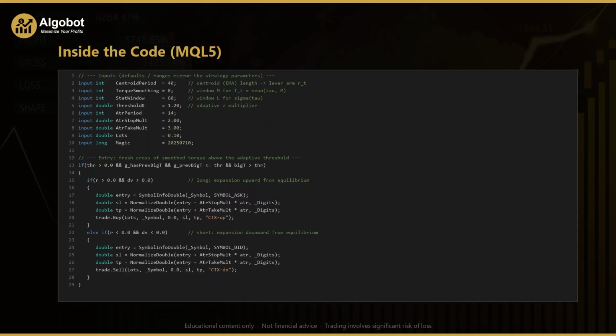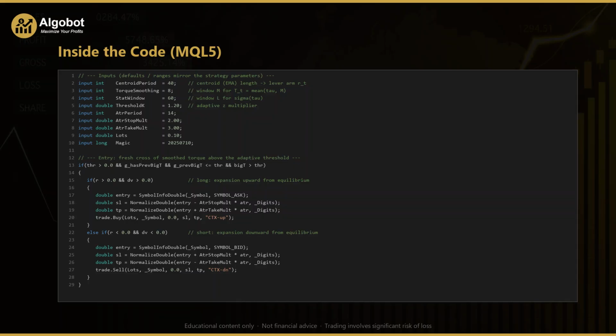Let's read the actual MetaTrader code on screen. At the top are the inputs. The centroid period sets the length of the moving equilibrium, 40 by default. Torque smoothing averages the torque over the last 8 bars, and the statistics window, 60, sets how the adaptive threshold is estimated.